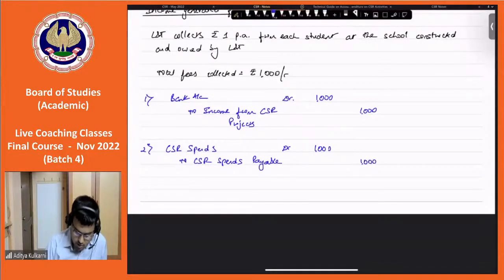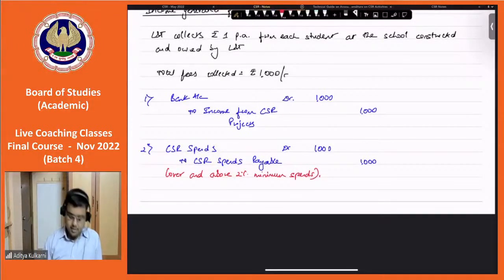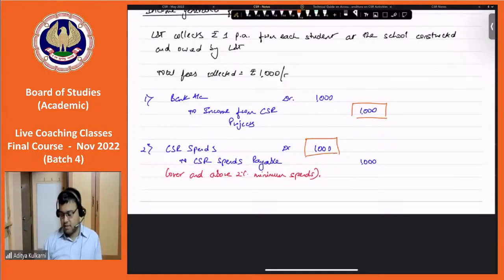This is 1,000. Now this expenditure, remember, this is over and above 2% minimum spends. Over and above 2% minimum spends. So now what happens? Income will cancel out the expense. So the company is not benefiting. It has to pay whatever 1,000 it has collected towards CSR. This obviously cannot be a part of 2%. This is over and above that 2% minimum spends.